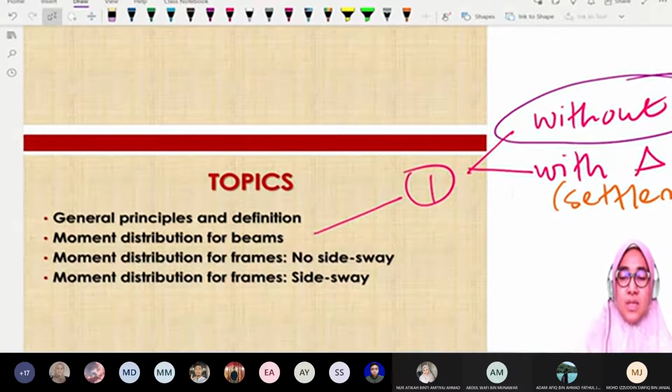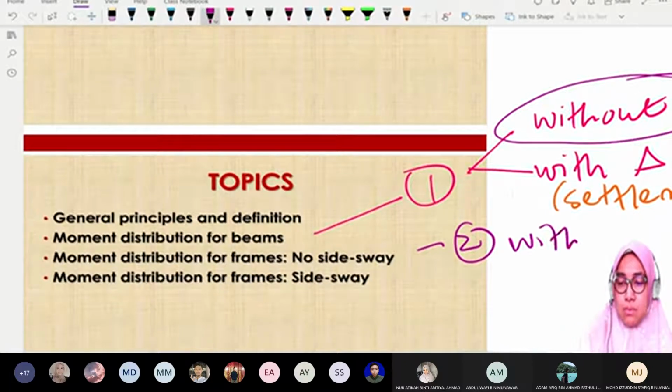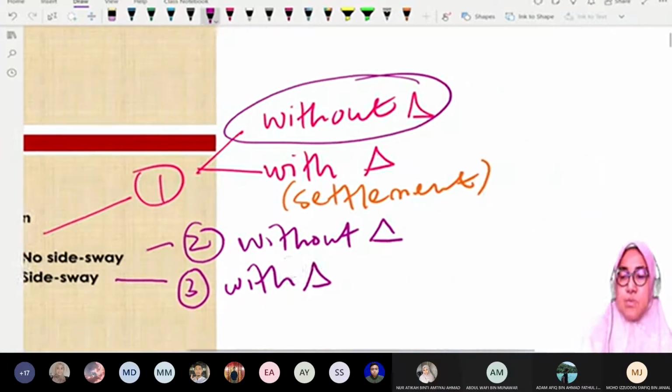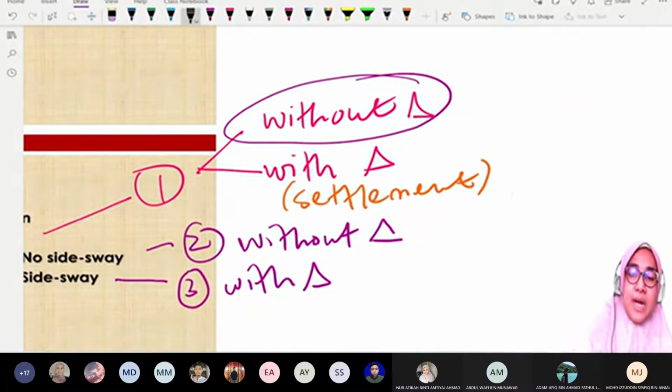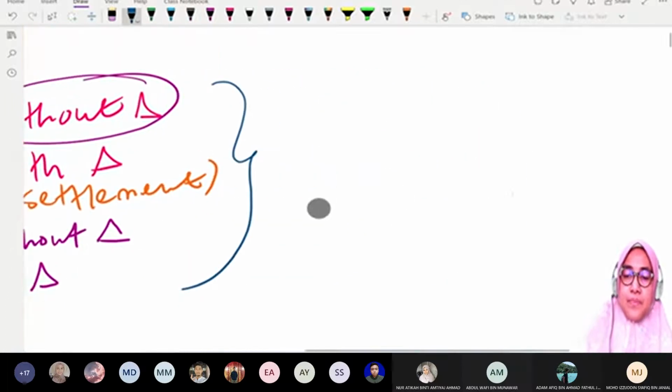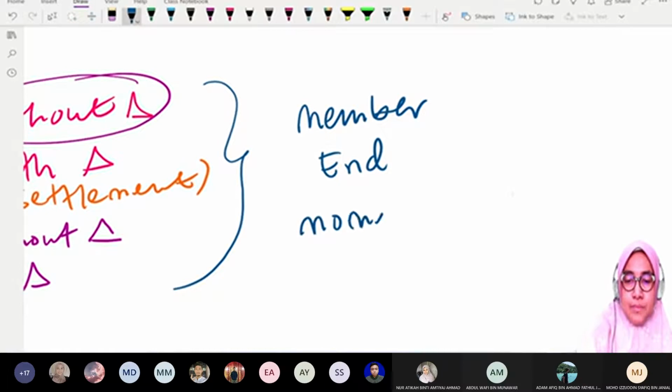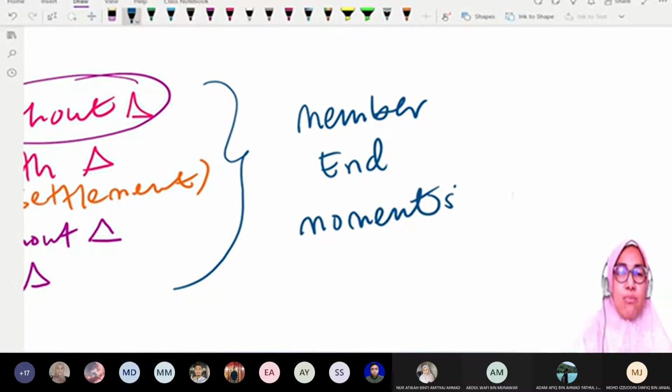We have no side sway frame. No side sway frame means without delta for frame. And then side sway means with delta. Side sway means delta. So this is all about MDM, and we will analyze this to calculate what we call member end moment. So you need to know what is actually member end moment.